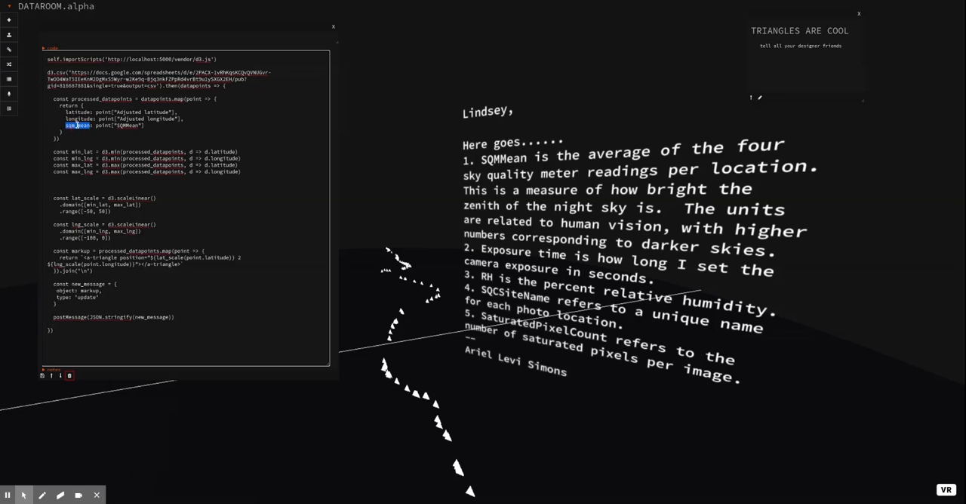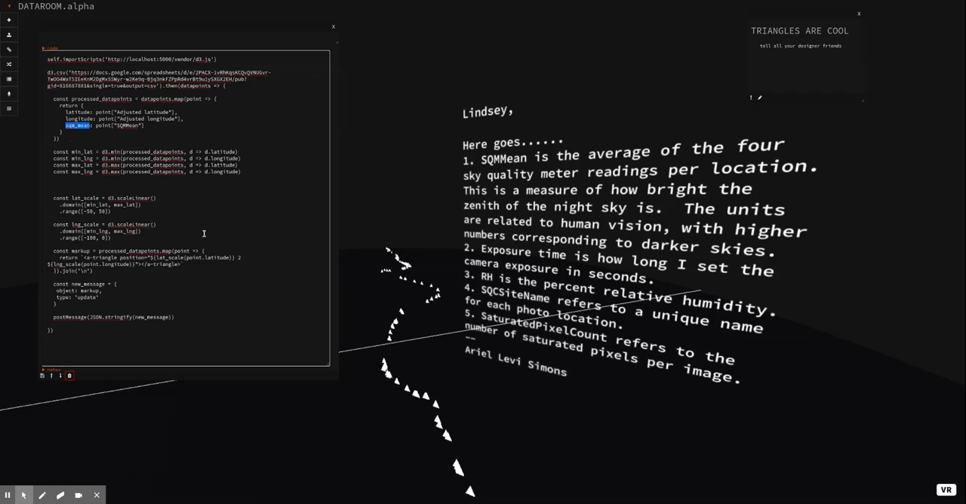I do things a certain way, and this is just my own special way. There is no specific way. Generally variables use underscores and functions use camel case. Anyway, that's just what I do. So we have SQM mean.